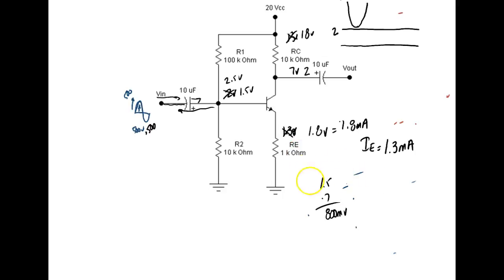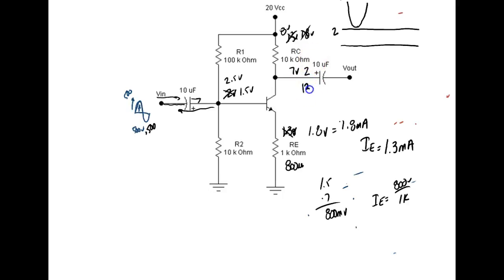So that means my current is going to drop down to what? So IE would be equal to 800 millivolts divided by 1K. What's that going to give me? 100 microamps, right? I'm sorry, 800 microamps. Okay, 800 microamps. So that means this guy up here now is going to drop 8 volts.